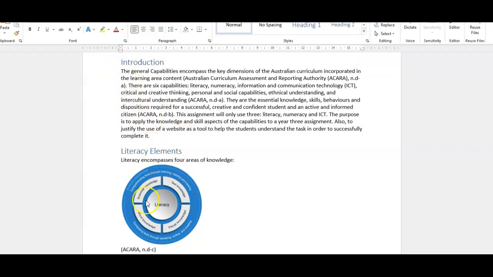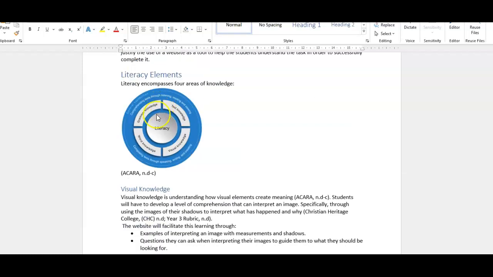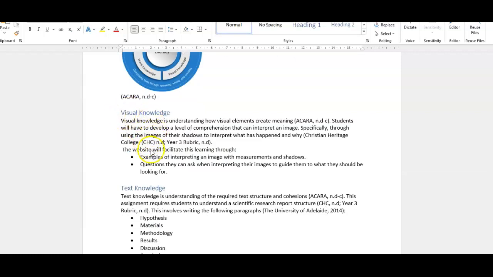So it's got headings, graphics and information, and using all the report format advantages. It's got a CARA mentioned, and here we go. So it goes to the wheel and then talks about visual knowledge, and says in the website, the students will have to know interpreting images, asking questions and so on for their visual knowledge.